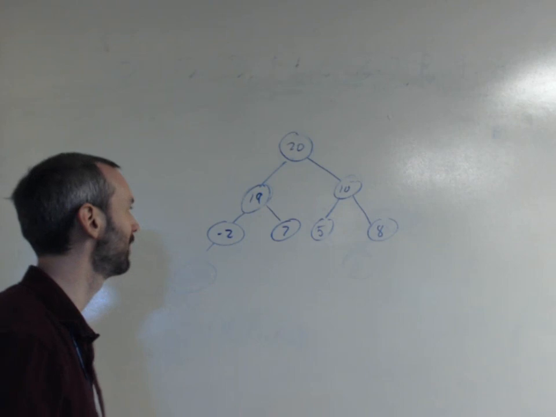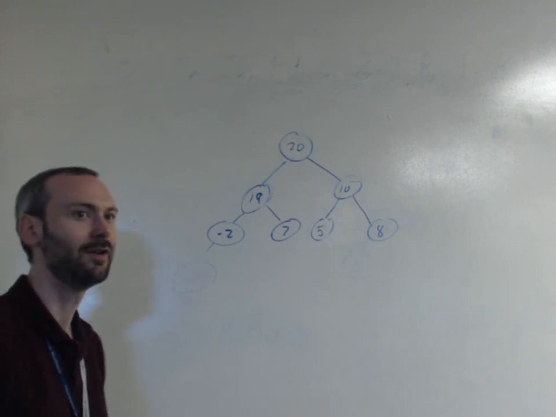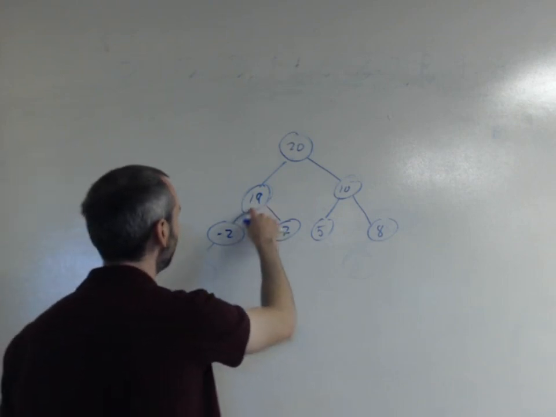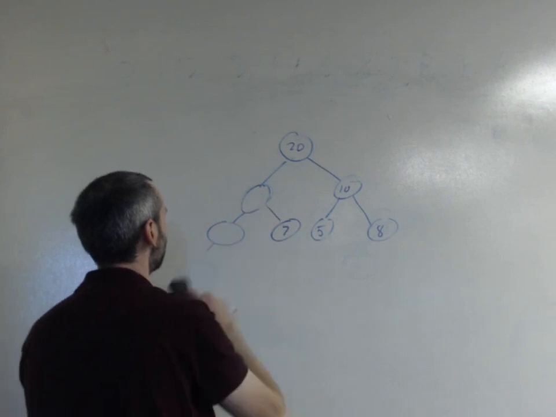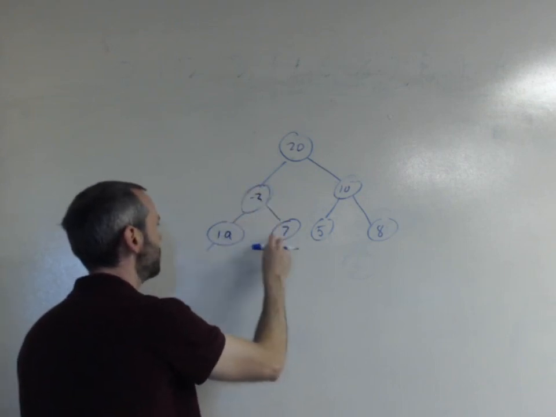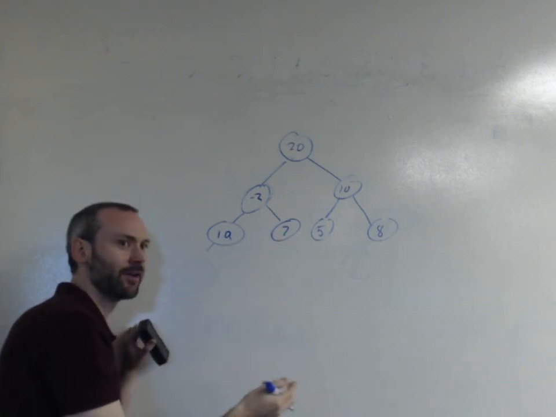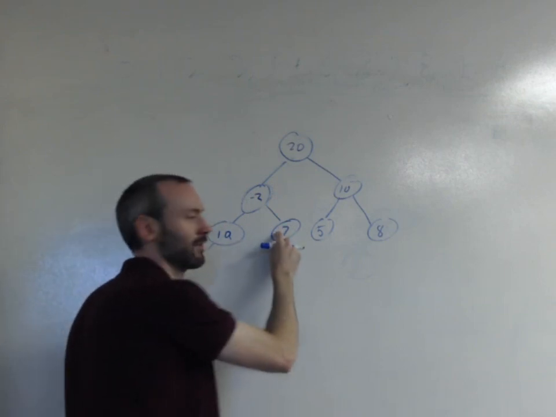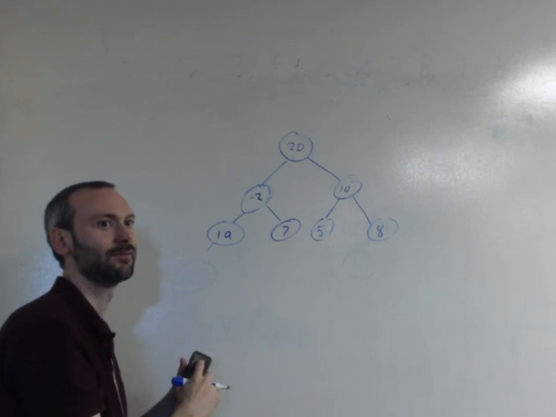Let's try that again. You have to check the 7. Why do we have to? No, we don't. No, because when you were here, you chose the bigger of the two, right? So since you chose the bigger of the two, you knew this number has to be bigger than the 7.